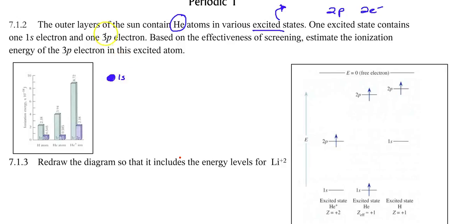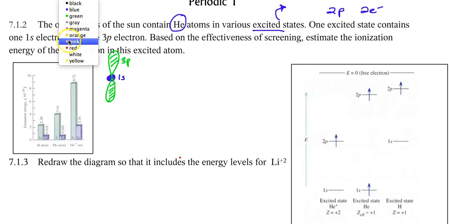Now we know that the n number, the principal quantum number or energy level index, is size. So 3p is going to be a much bigger orbital than the 1s. There is some electron density that definitely exists outside the 1s. So we have an electron in the 1s region, and then one in the 3p orbital. The question is based on the effectiveness of screening: estimate the ionization energy of the 3p electron.